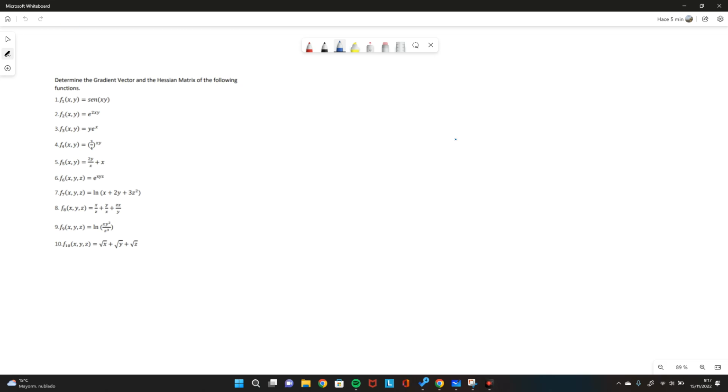Anyhow, the first function we have is f1. I'm going to write the function here, even though we have it there. We have two variables, x and y, and the function is sine of xy. The first thing we do is the gradient of f1, which means we have to do the derivative with respect to x and with respect to y.